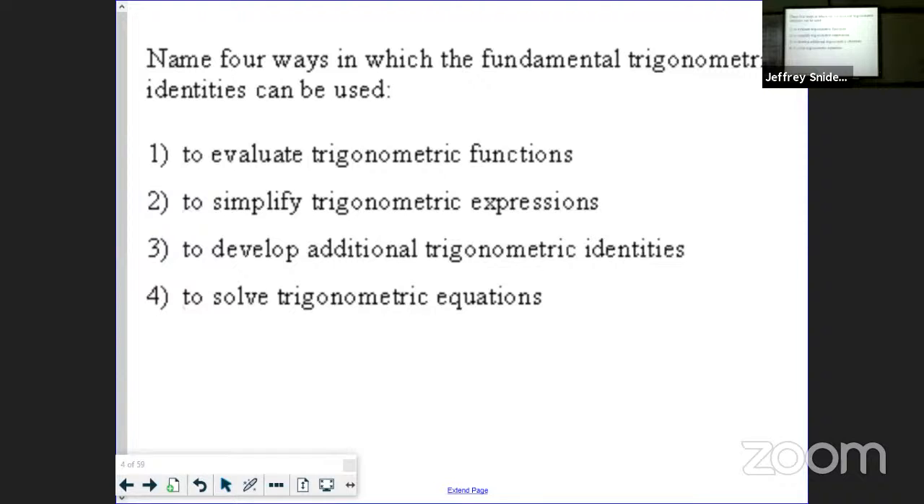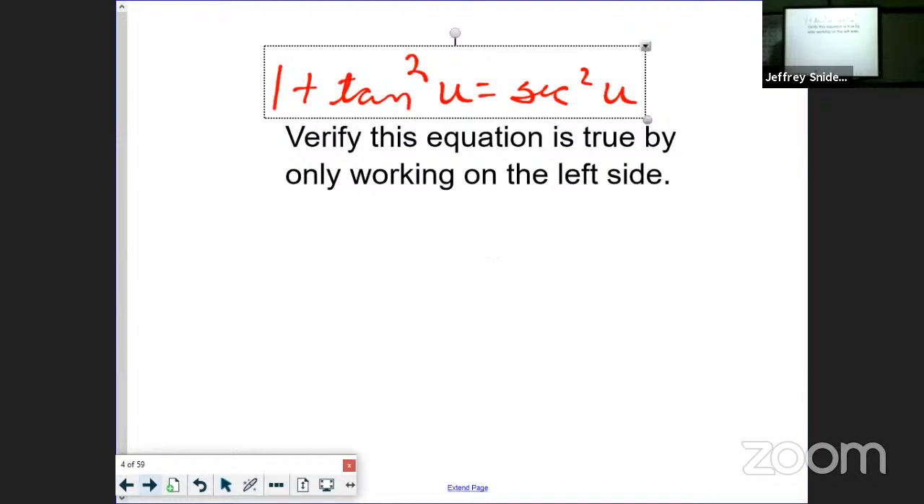All right. So let's keep going here. Now, this is actually a Pythagorean identity. I gave this one to you, right? This is one of your Pythagorean identities, okay?